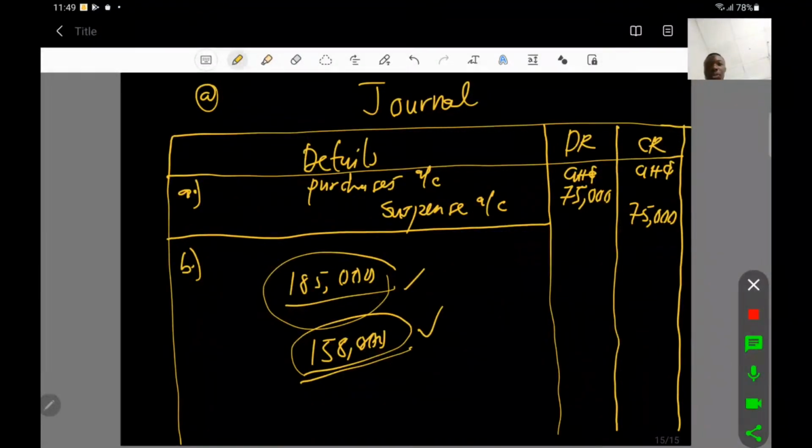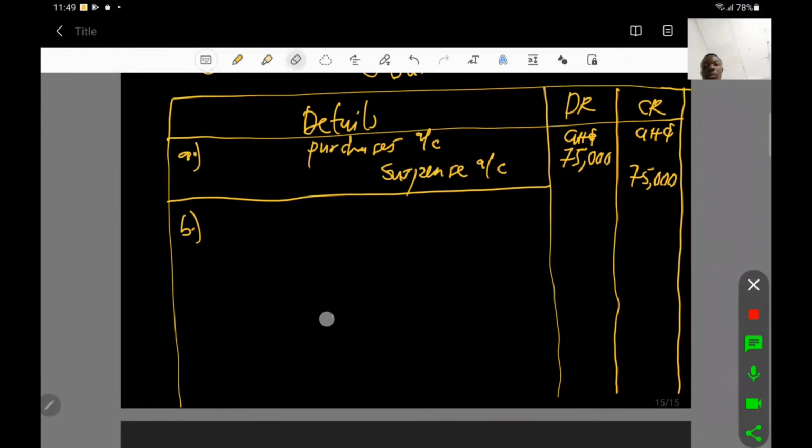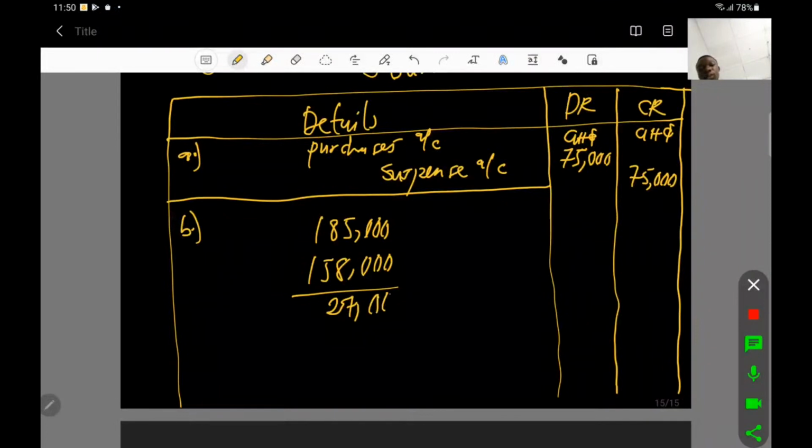That is what we are actually talking about. So let's see how we correct it. First of all, we find the difference between 185,000 and 158,000. What is the difference? Let's see with my calculator. 185 minus 158, I got 27. So let's see whether you get the same thing, 27,000. That is what I got for the difference.